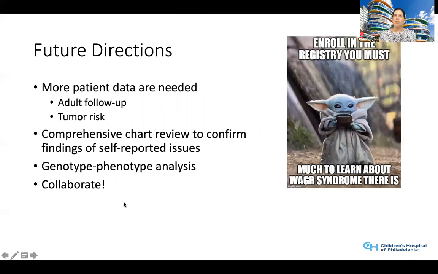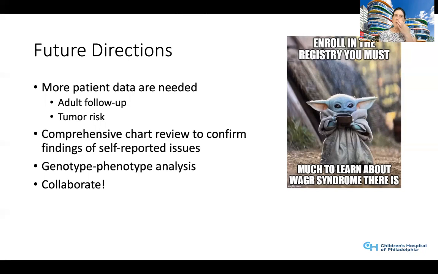Future directions boil down to one particular thing, which is that we need more data. This is a very rare disease, and we need both information about many aspects of this, but particularly in terms of adult follow-up and tumor risk, we need to do more comprehensive studies and come together as a rare disease community to really understand this.